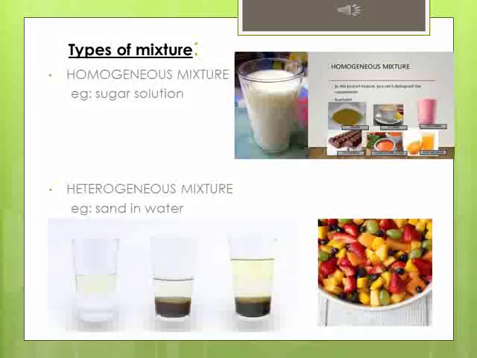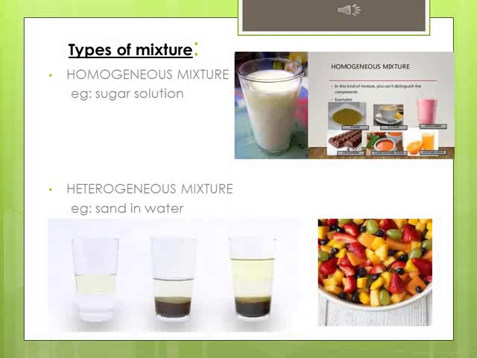Depending upon the constituent particles, mixtures can also be classified as homogeneous mixture and heterogeneous mixture. A homogeneous mixture is a type of mixture in which the constituents are distributed uniformly. For example, sugar solution. When we dissolve sugar in water, we get sugar solution. If you take from any portion of that mixture, it will taste the same. So that means it is distributed uniformly, so we call it a homogeneous mixture.